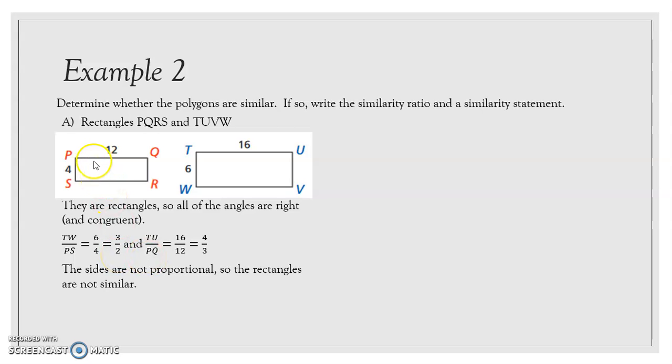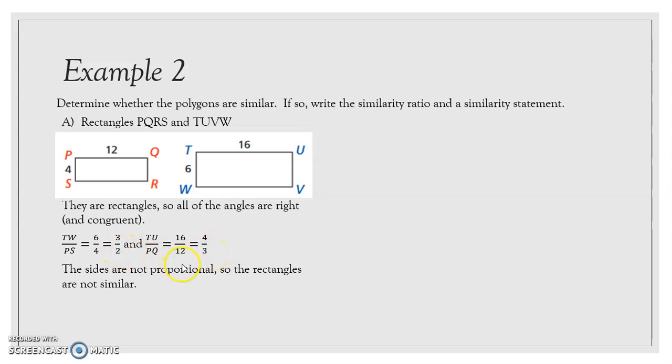Now, for the other side, I know that PQ, which is the first 2 letters, corresponds to TU, which is the first 2 letters. So I did 16 over 12. And I always do bigger over smaller. It's good to have a rule about that in your brain so that you don't accidentally confuse yourself and do small over big and then big over small. You want to be careful. But 16 over 12 reduces to 4/3.